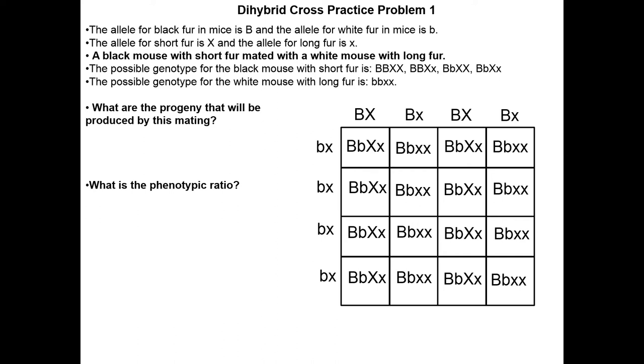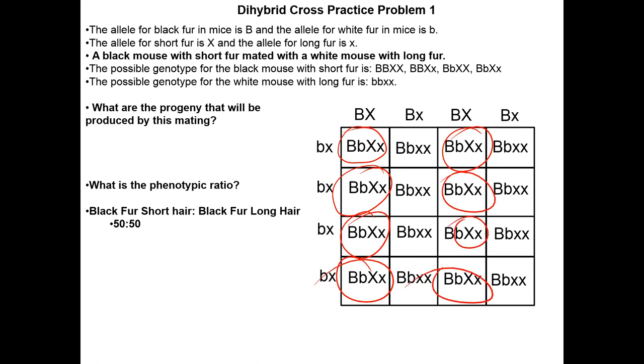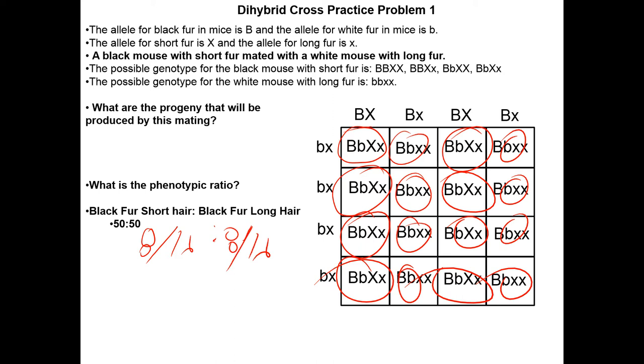So what's the phenotypic ratio? Here are the two possible phenotypes: black fur that's short, and black fur that's long. So 50-50. Black fur that's short makes up 8 out of the 16 boxes. And then black fur that's long, again 8 out of 16 boxes, or 50-50, or 1 to 1.